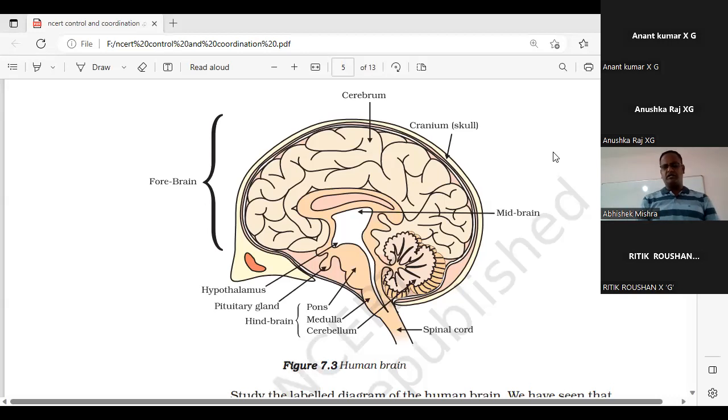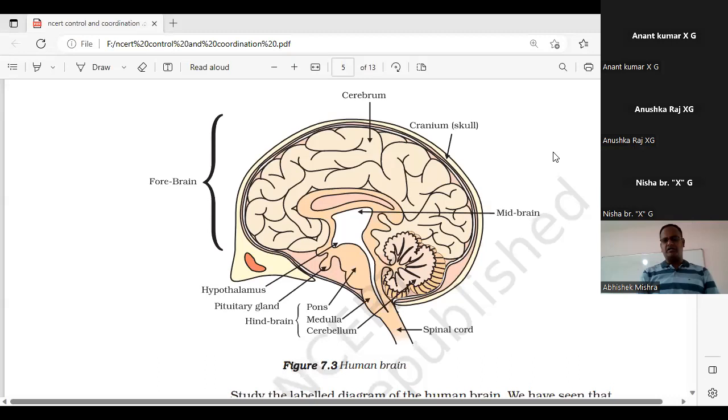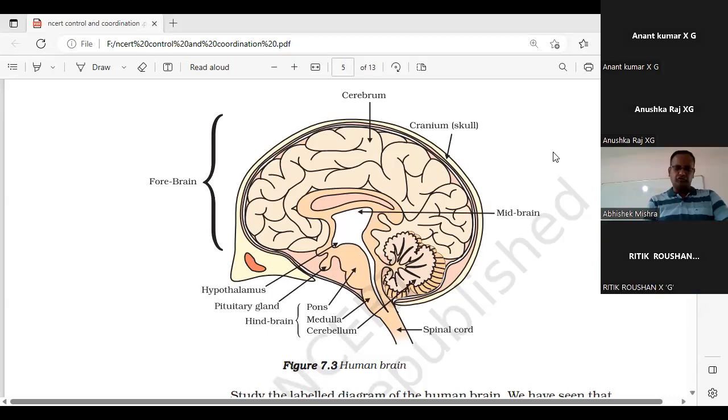Anant and Anushka raised their hands. This time let me give the chance to Anant. Anant, unmute yourself. Sir, cerebellum. Cerebellum. Okay. Riding a bicycle.